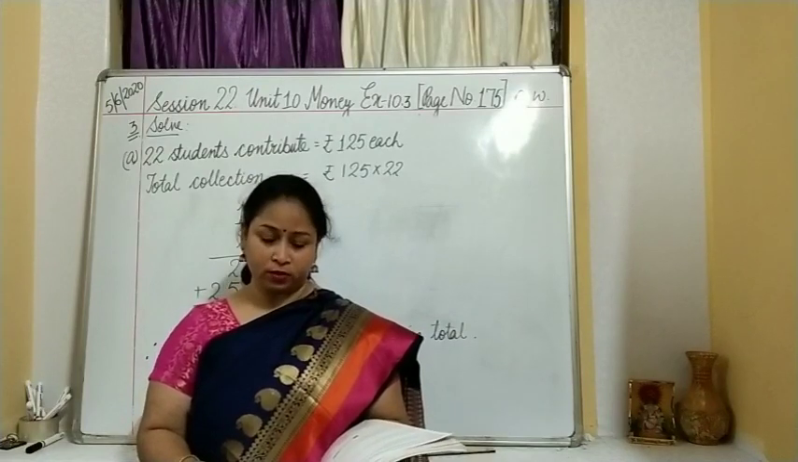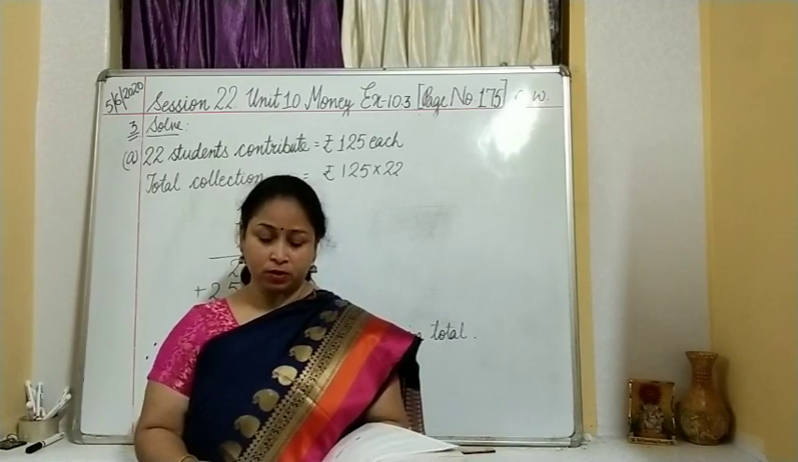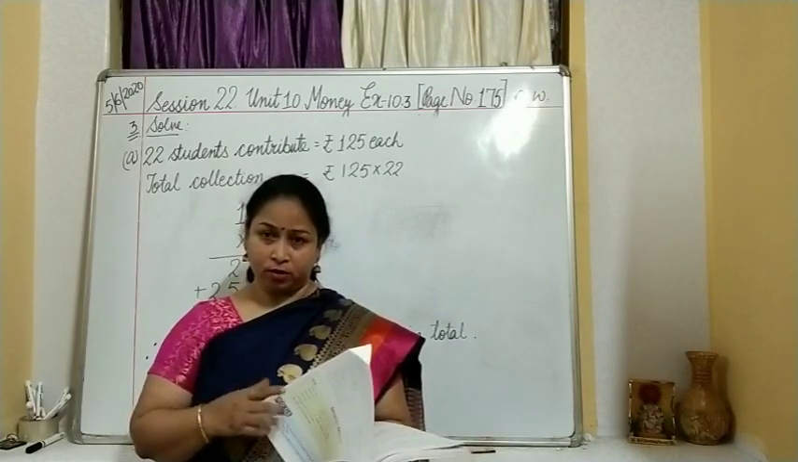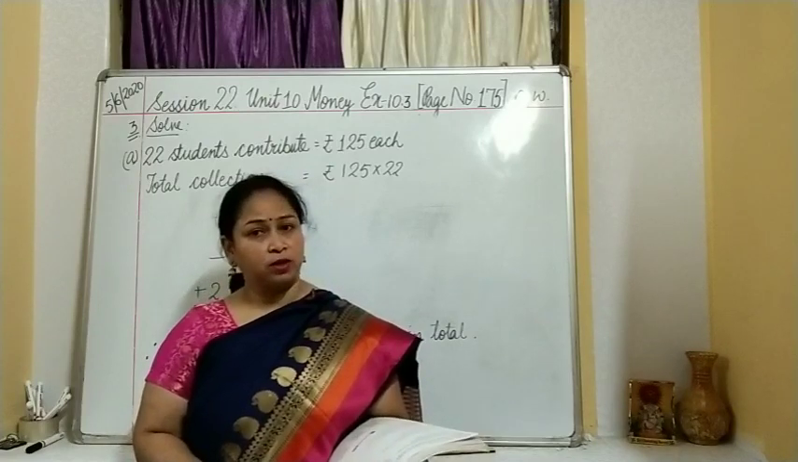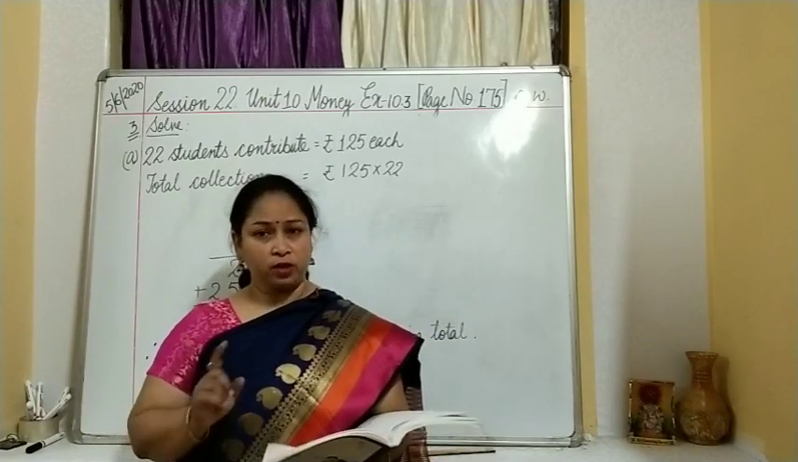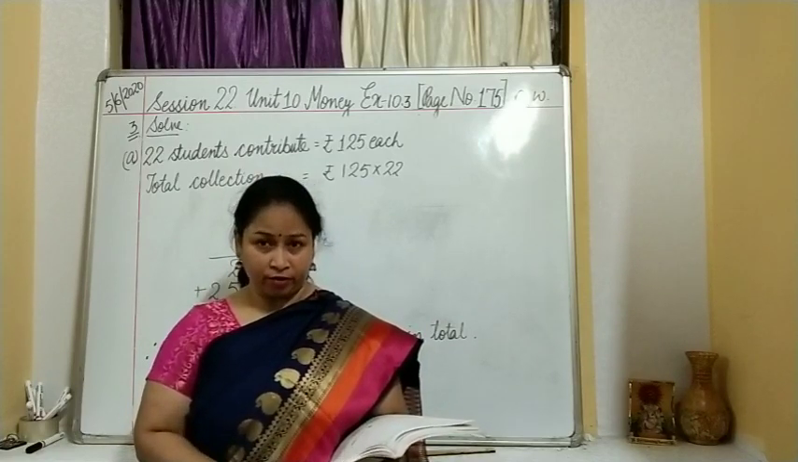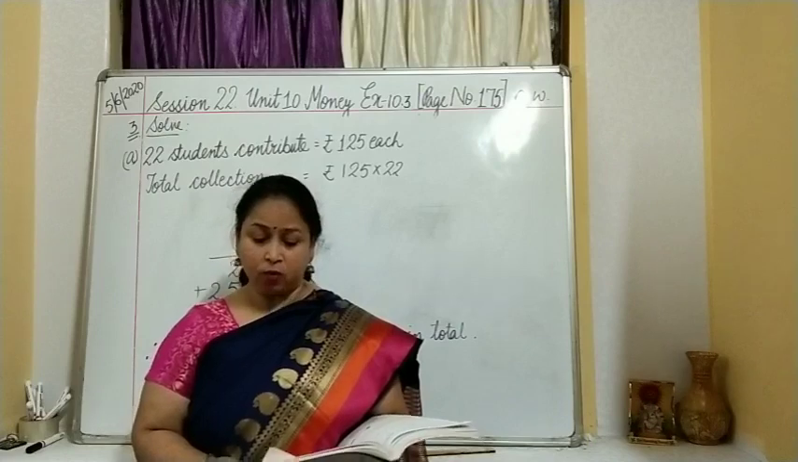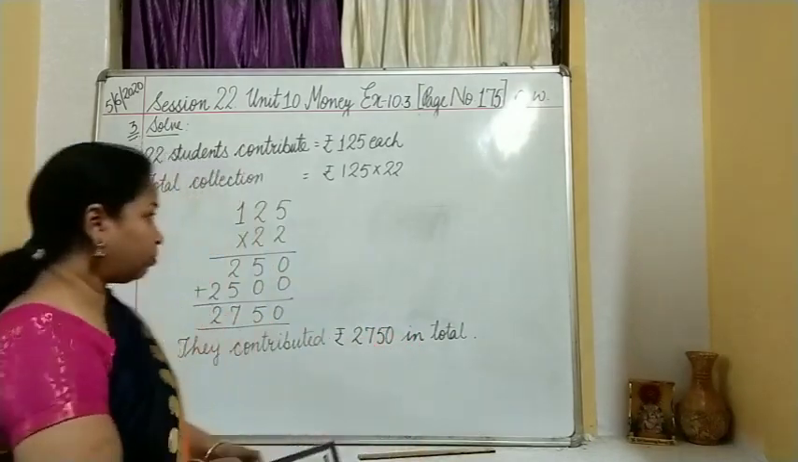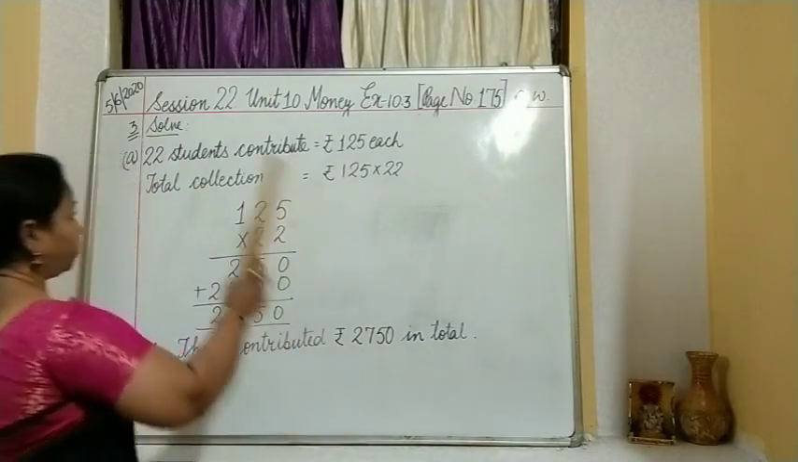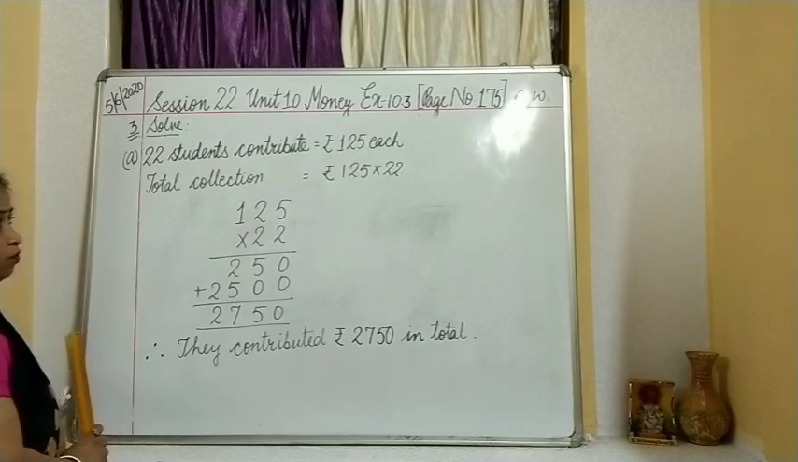22 students contributed rupees 125 each. That means each student paid rupees 125, and how many students are there? 22. Okay, so each student is paying 125 rupees. So you need to find out how much money did they contribute in all. Okay, the statement goes like this, 22 students contribute rupees 125 each.